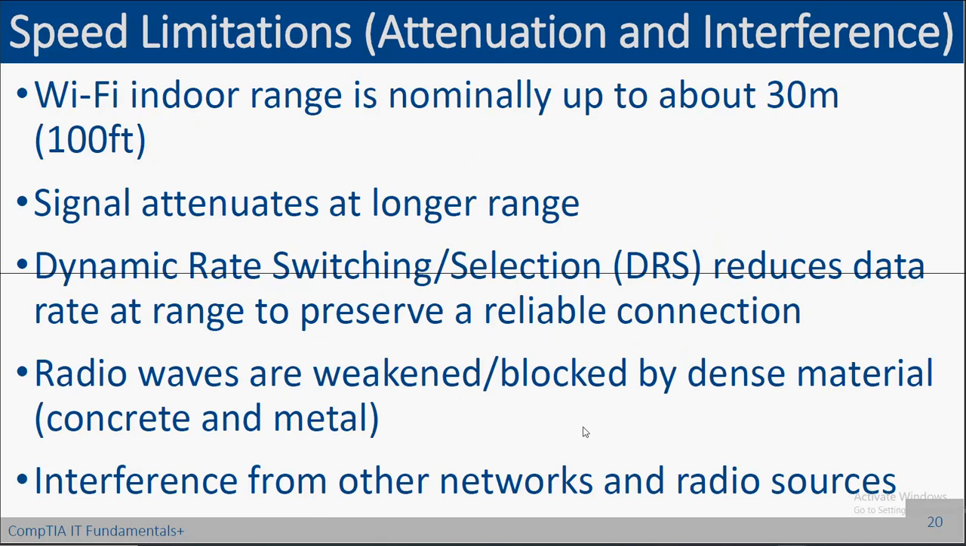One concept that it's important to understand when it comes to networking is the speed limitations, which is basically attenuation and interference. Wi-Fi indoor range is normally up to about 30 meters, which is 100 feet. Signal attenuates, or diminishes, right? It's reduced at longer range. The dynamic rate switching selection, or DRS, reduces data rate or range to preserve a reliable connection. Radio waves are weakened or blocked by dense material, like concrete and metal.